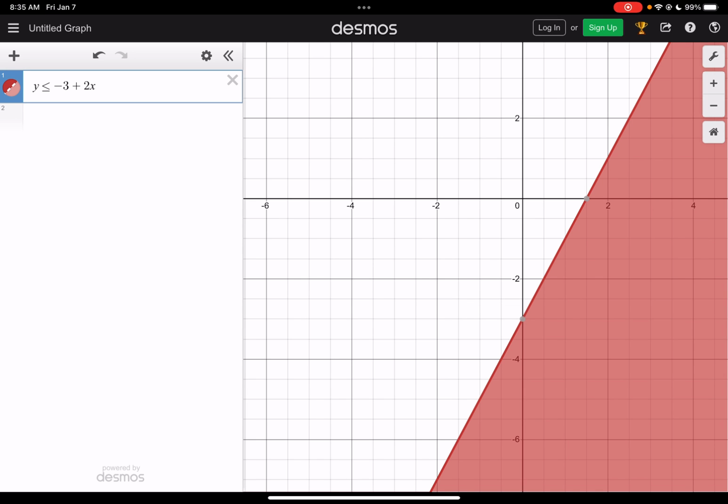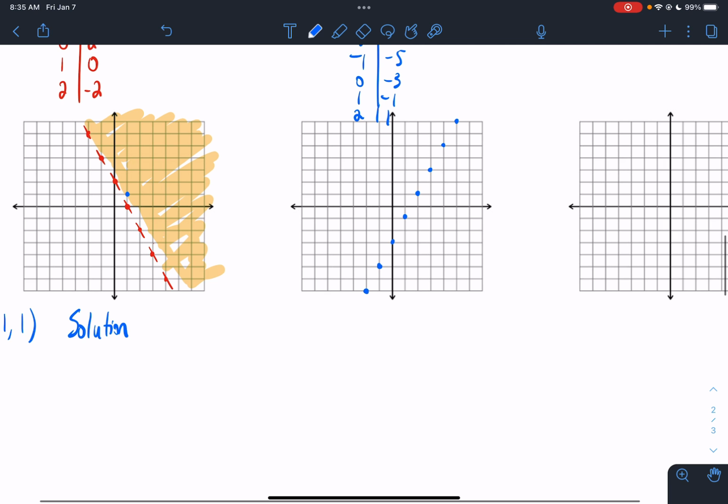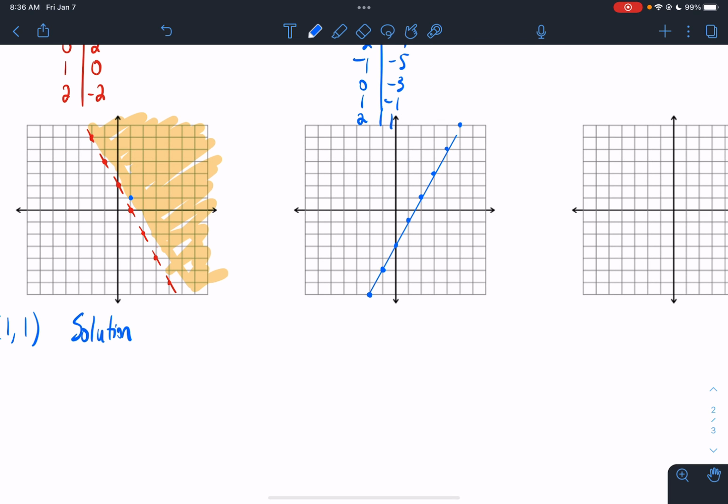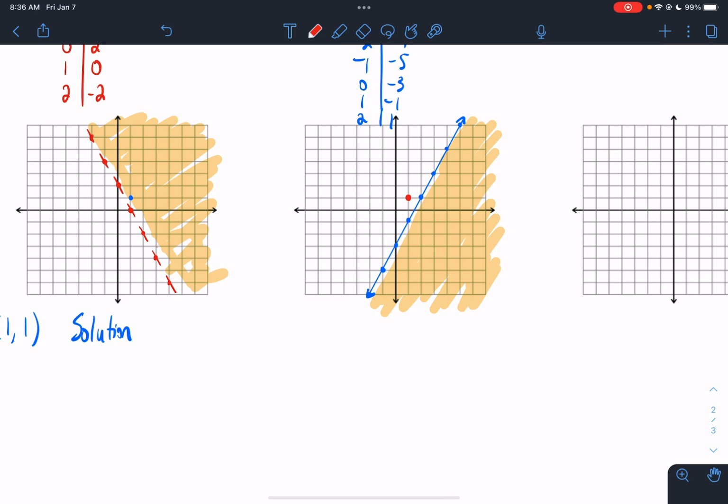And that one has a decimal as an intercept, so I can't graph just the x and y intercepts. Should be a solid line that is shaded below it. Like that. And then it's shaded below. Like that. And again, I can look at that same ordered pair 1, 1. Is that a solution? It is not a solution.